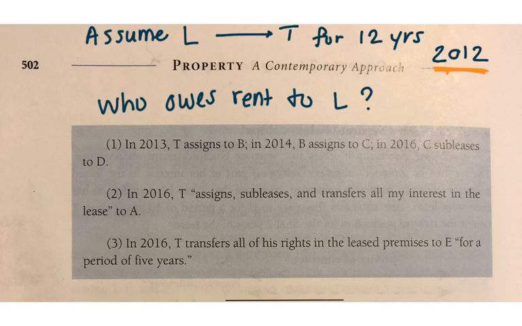And under the objective test, this transfer is a sublease. Why? Because he retains a right of reversion. And so T is liable to L for rent in both privity of contract and privity of estate because this is a sublease.